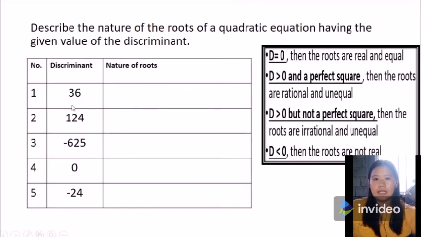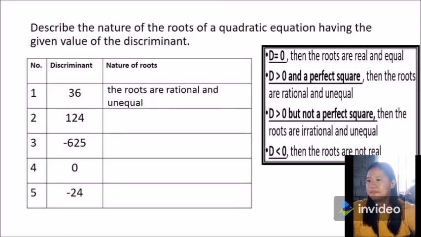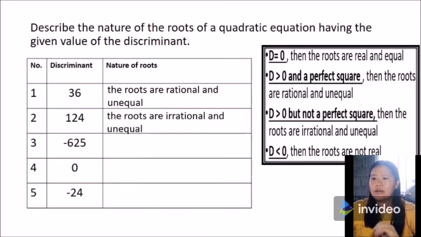That is greater than 0. Is it a perfect square or not? Yes, that is a perfect square. So, D is greater than 0 and a perfect square. So, therefore, the roots are rational and unequal. Number 2, 124. Greater than 0 again. But is it a perfect square? No, 124 is not a perfect square. So, therefore, the nature of roots is, the roots are irrational and unequal.